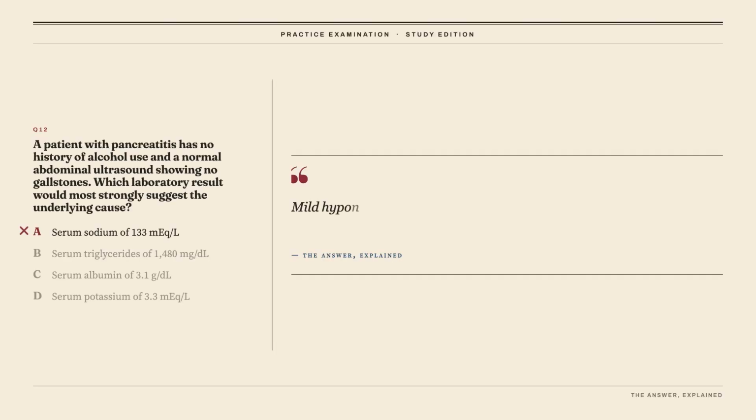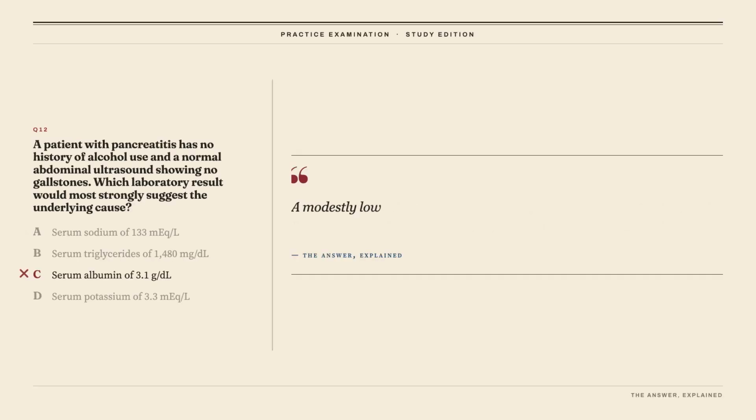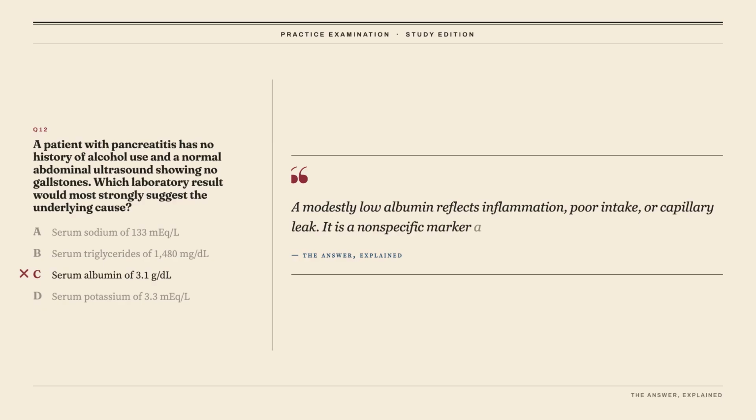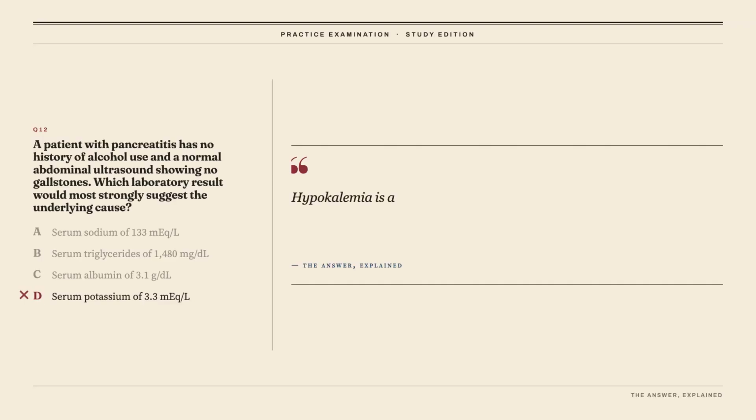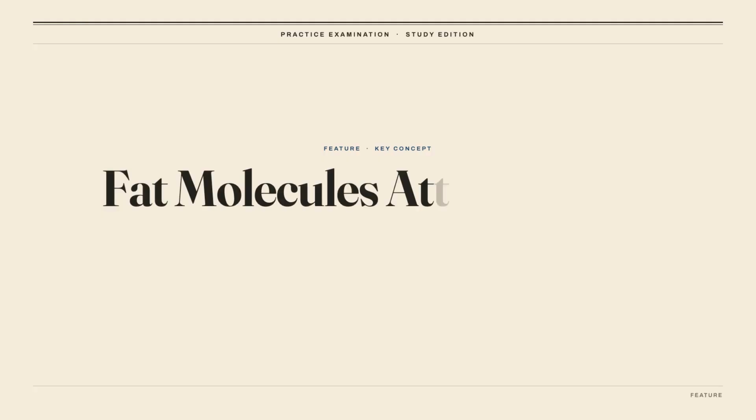A is wrong because mild hyponatremia is common in acutely ill patients with vomiting and fluid shifts. It reflects the illness rather than pointing to a specific cause. C is wrong because a modestly low albumin reflects inflammation, poor intake, or capillary leak. It is a nonspecific marker and does not identify an etiology. D is wrong because hypokalemia is a frequent consequence of vomiting and nasogastric suction in pancreatitis. It is a complication to correct rather than a clue to the cause.